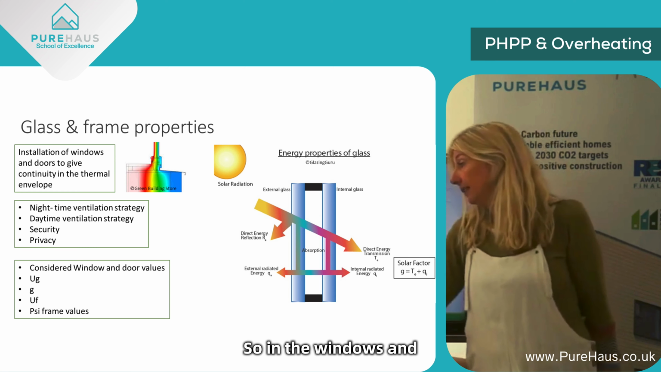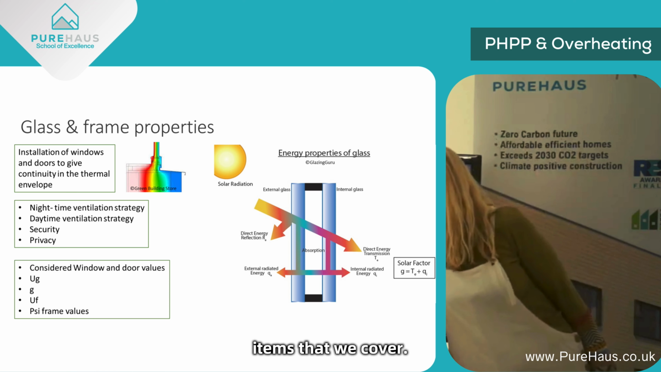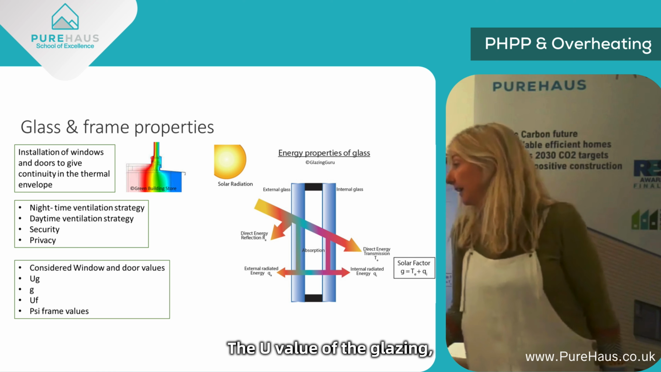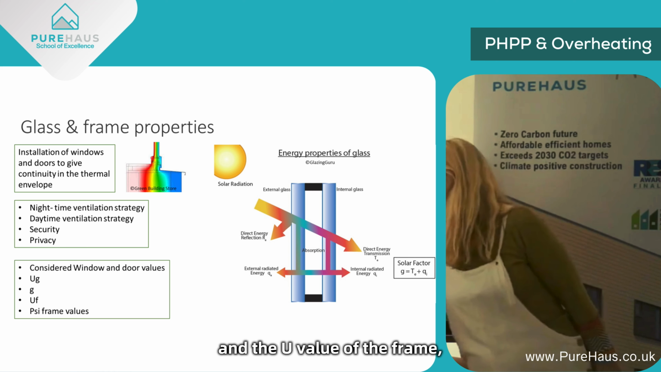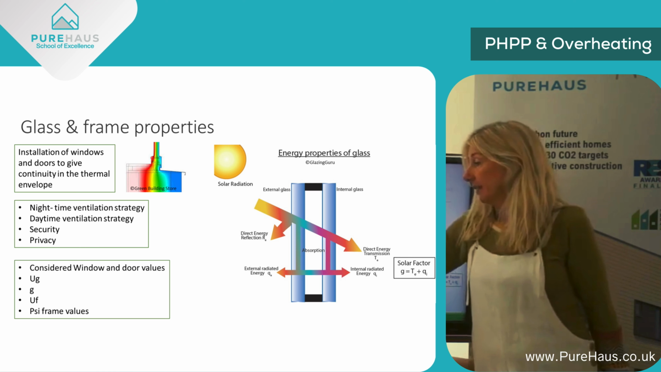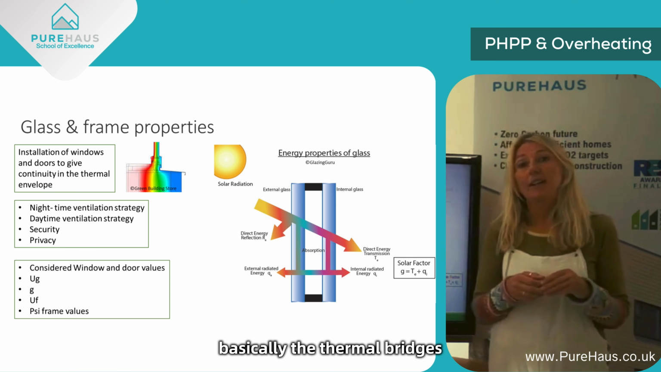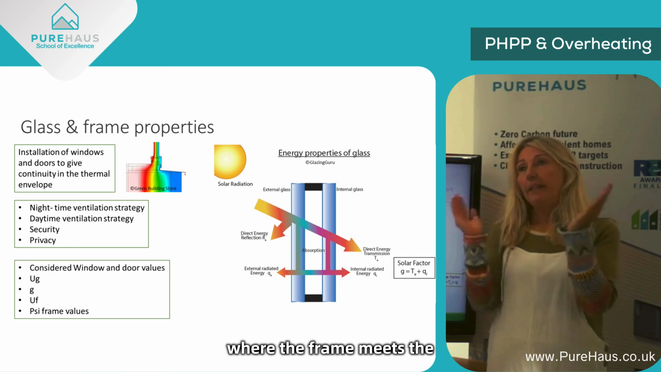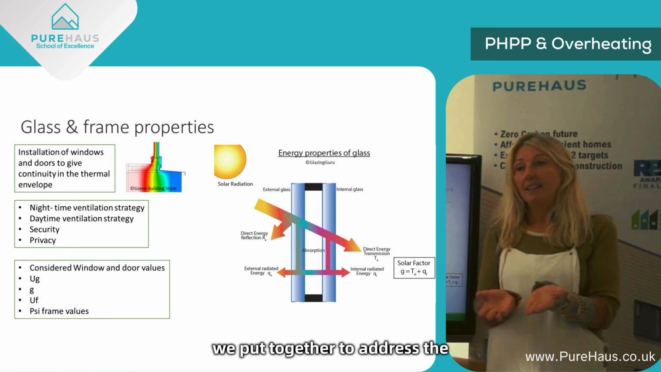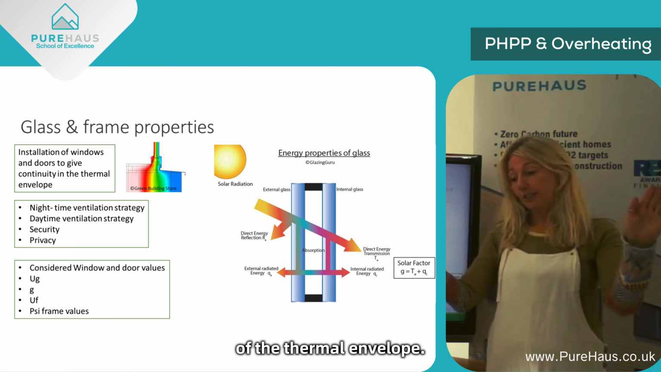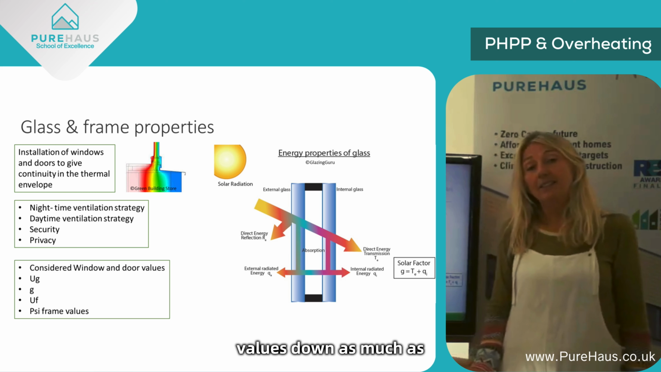So in the windows and door values that are chosen, we have very specific items that we cover: the U value of the glazing, the G value of the glass, and the U value of the frame, as well as the psi values. Now, psi values are basically the thermal bridges where the frame meets the construction of the building. So the details that we put together address the continuity of the thermal envelope to try and keep the psi values down as much as possible.